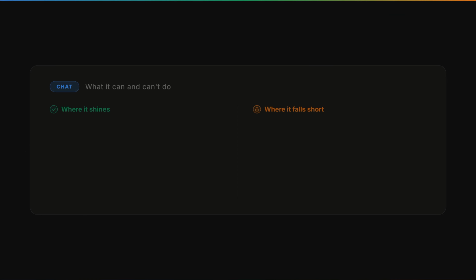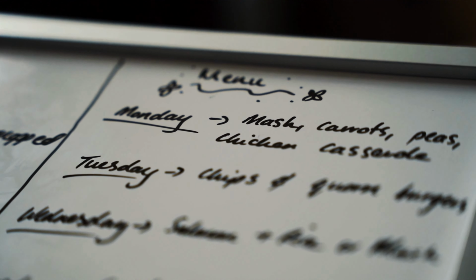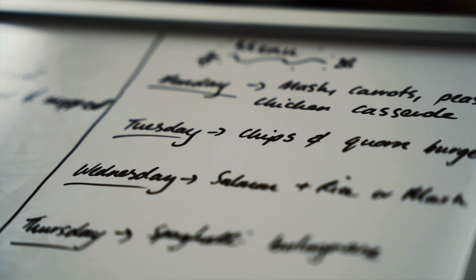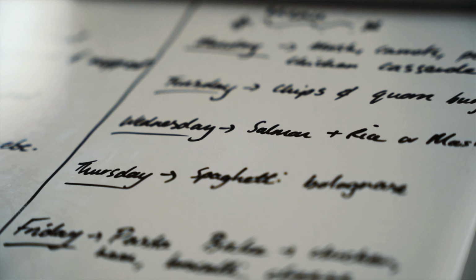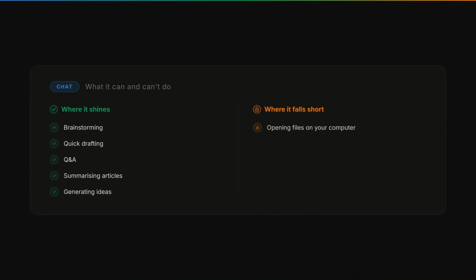Where it shines is quick, simple tasks. Things you need done fast without touching any files on your computer. Summarizing a long article, brainstorming a dinner menu, generating YouTube title ideas. Where it falls short is anything that requires Claude to actually work with files on your machine. Opening a spreadsheet, editing a document, saving something to your desktop. For that, you want CoWork or Code.